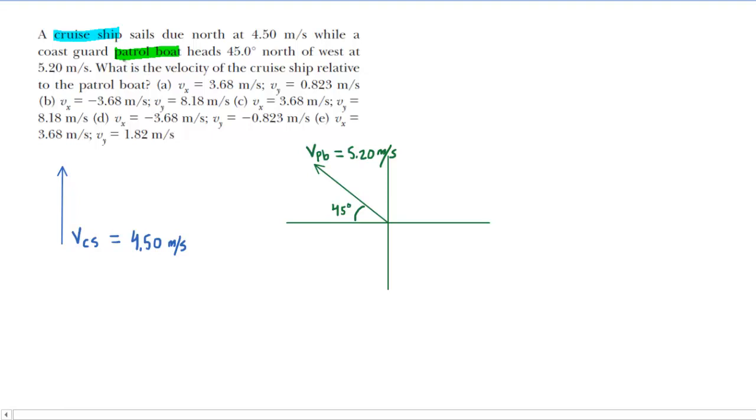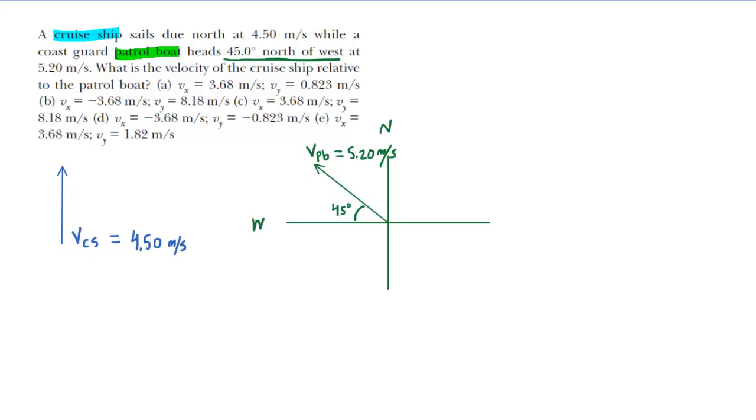But then we have the patrol boat, which is heading 45 degrees north of west. That phrase north of west is a little tricky to understand. What it basically means is northwest. So we have drawn a vector that's heading off in the northwest direction. Recall, of course, this is the north direction and this is the west. And the angle given is 45 degrees.